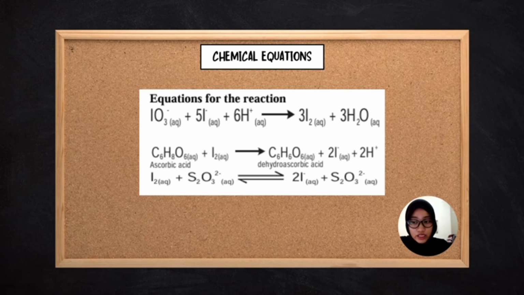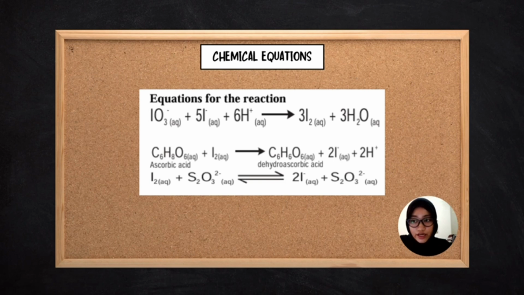So next I will explain the sequence of reactions shown in this equation, which are commonly used in iodometric titration, especially for determining vitamin C. First reaction is iodate ions react with iodide ions in an acidic solution to produce iodine and water. In this reaction, iodate acts as oxidizing agent, while iodide is oxidized to iodine. This step generates iodine for the next reaction.